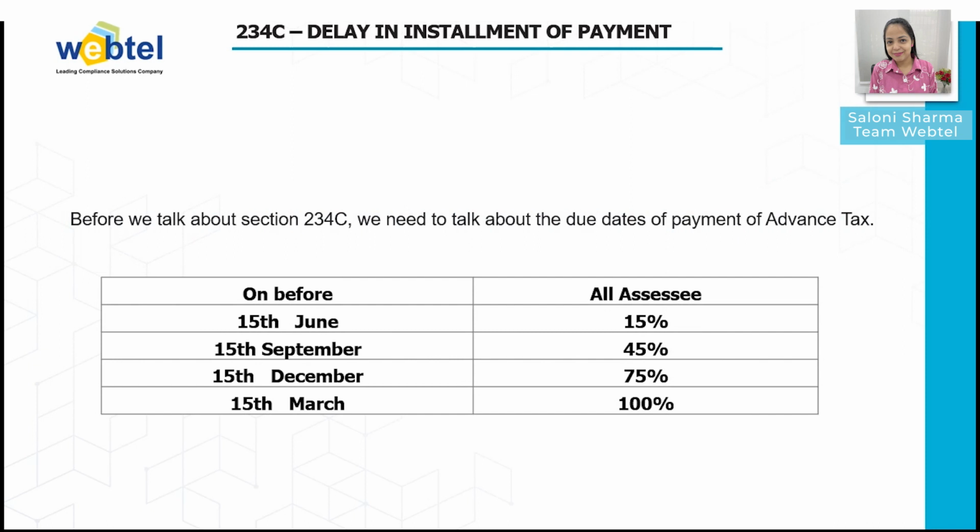And before starting the discussion of 234C, firstly we need to talk about the due dates of the payment of the advance taxes. So all the assessees need to pay the first installment of their taxes on or before 15th of June up to 15% of their taxes. Second installment they need to pay before 15th September, up to 45% of their taxes. Third installment up to 15th December of 75%, and till 15th March they need to pay 100% of their taxes.